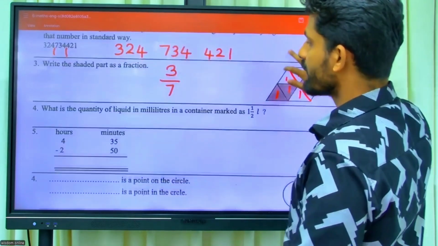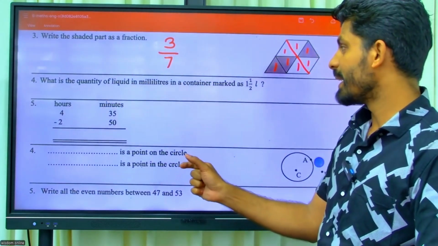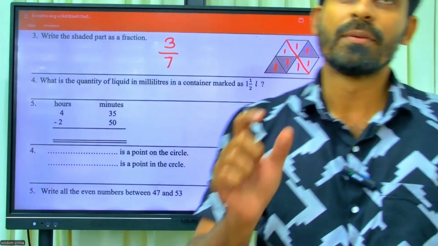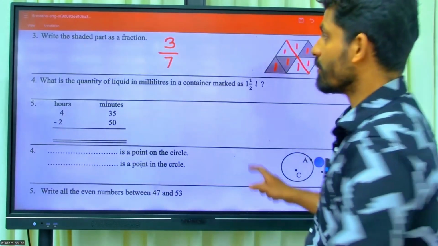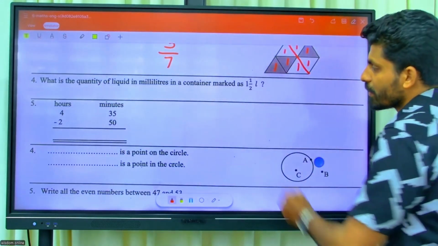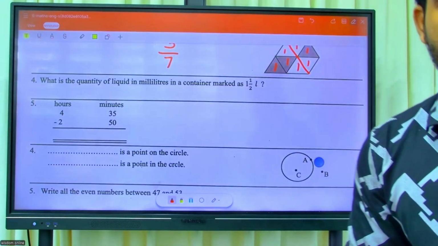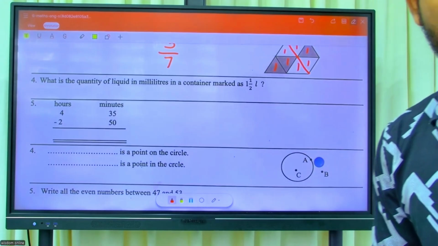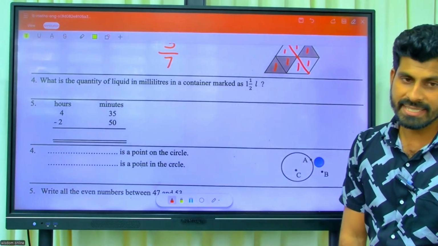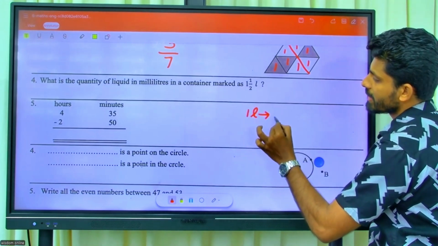Look at the next one, kids. What is the quantity of liquid in milliliters in a container marked 1/2 liters? 1 liter equals how many milliliters? 1000 milliliters. 1 liter means 1000 milliliters.